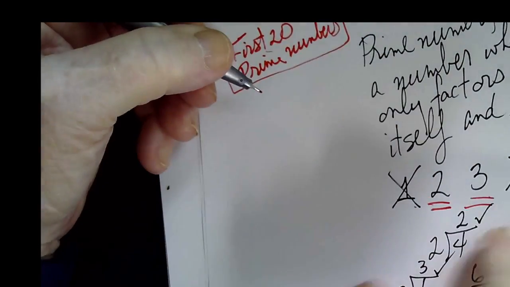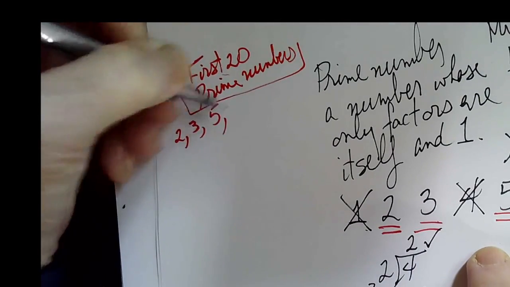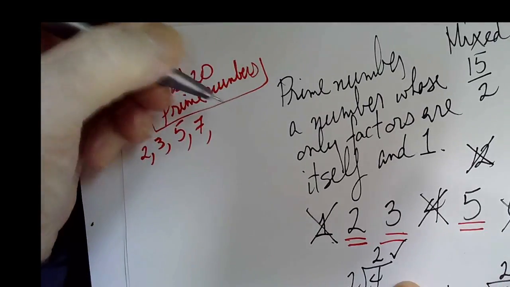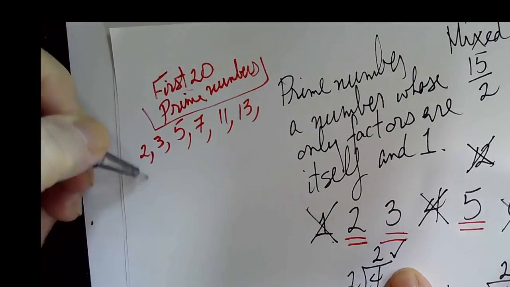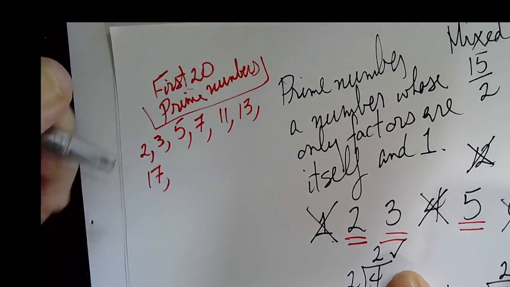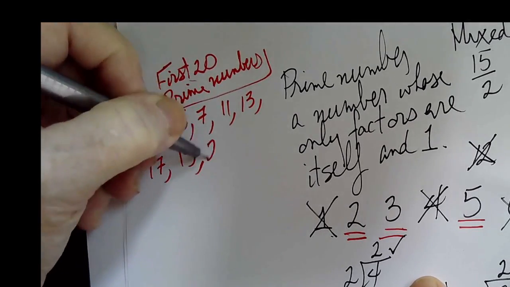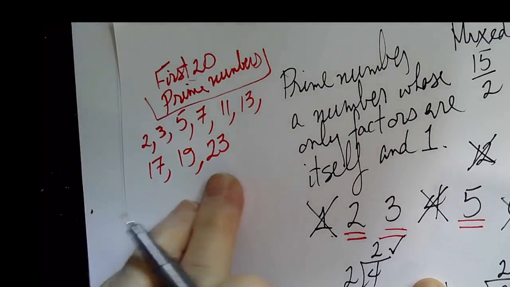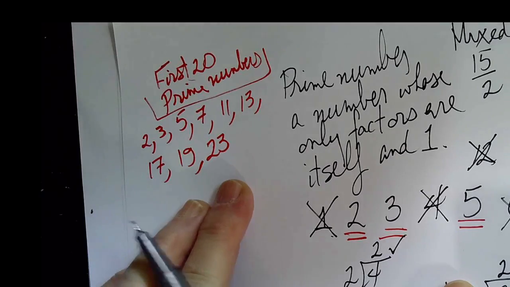Well, we've already got some of them. There's 2, 3, 5, 7, 11, 13, 17, 19, and then 23. You would think 21 might be, but 21 can be written as 3 times 7.